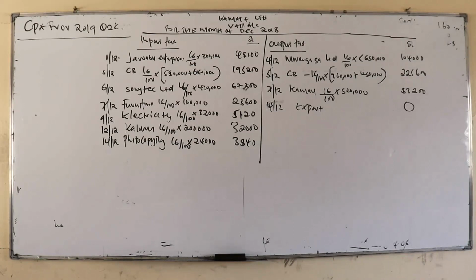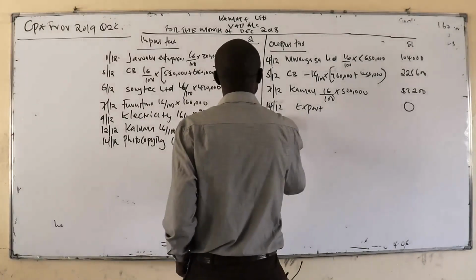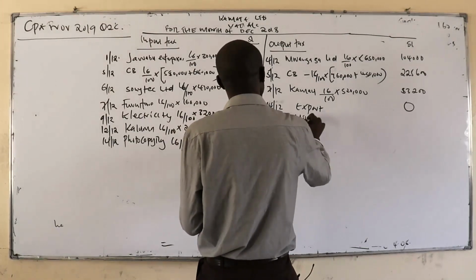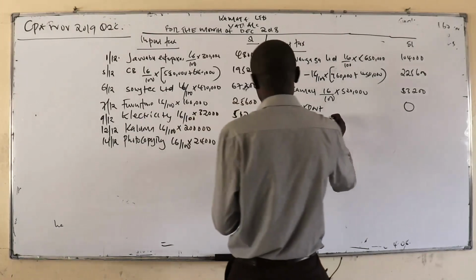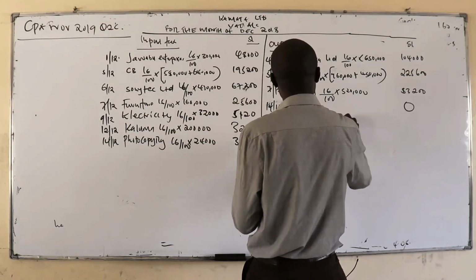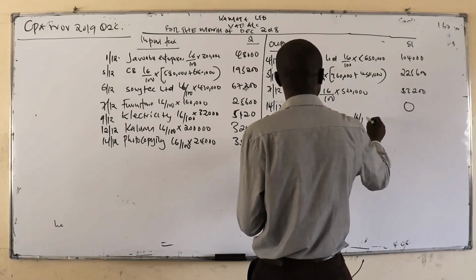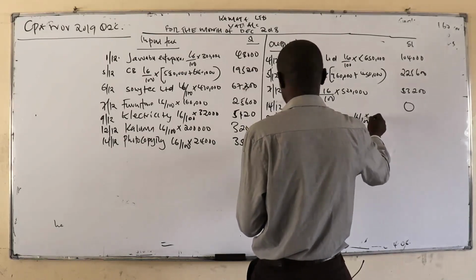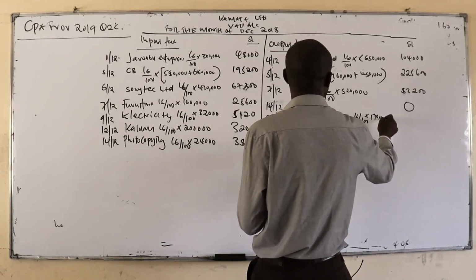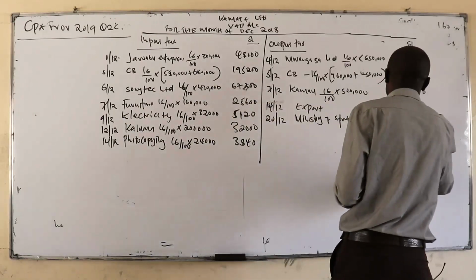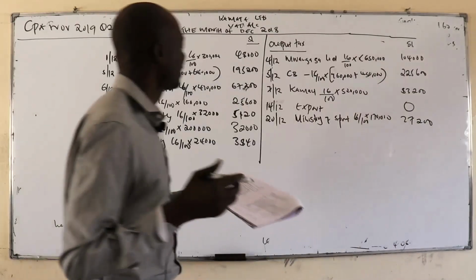After 15th, 20th, what is there? There are sales. Sales how much? Ministry of Sports. How much is 16? 16 out of 100 times 170,000. So how much does it come to? 27,200. Okay, next.